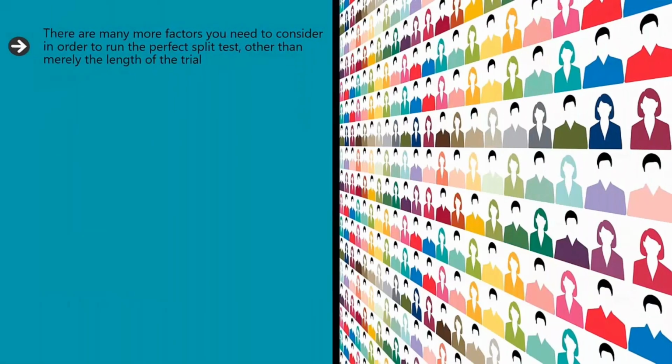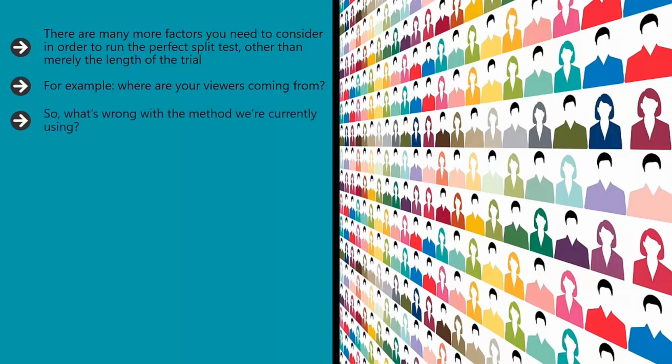Advanced strategies. There are many more factors you need to consider in order to run the perfect split test, other than merely the length of the trial. For example, where are your viewers coming from? How are they matched? To return to our metaphor of the scientific study, this is the same as ensuring that the samples are matched. In studies, it's always important to make sure that the participants in Group A are as similar to the participants in Group B as possible. So, what's wrong with the method we're currently using?